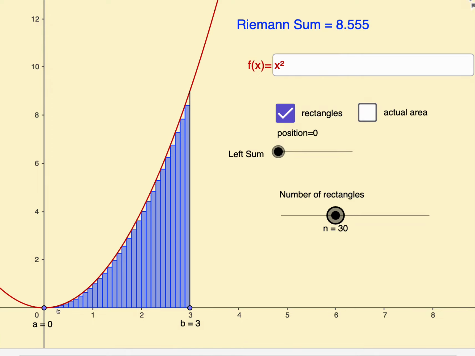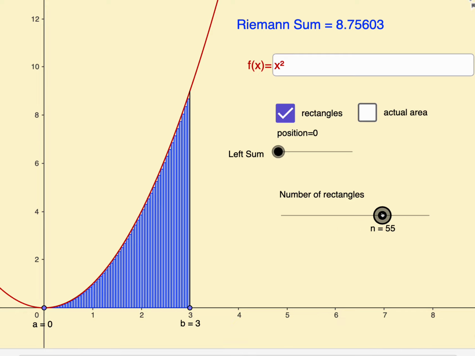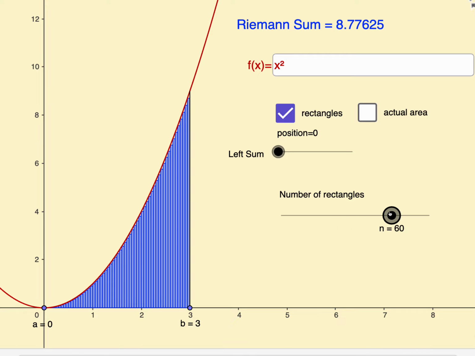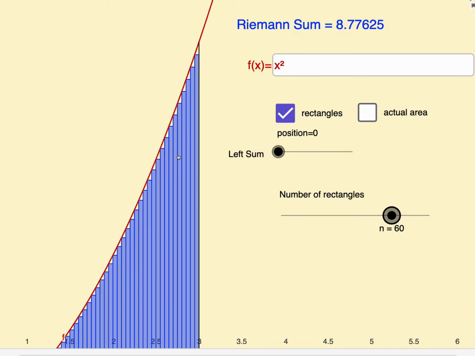So I'm taking this space right now, from 0 to 3, and I am creating 30 rectangles in there. That means the width of each rectangle is about 0.1, okay? And I can make them skinnier than that. I can make 60 rectangles. And with 60 rectangles, that would be 0.05 for my width. And look at how close that is to the actual function. My spaces are really, really shrinking.